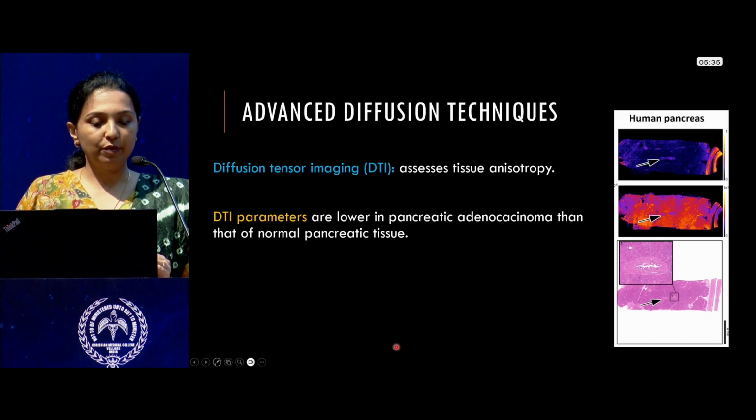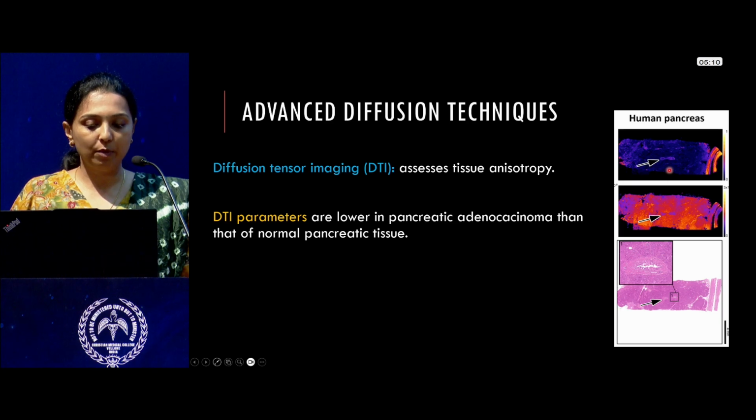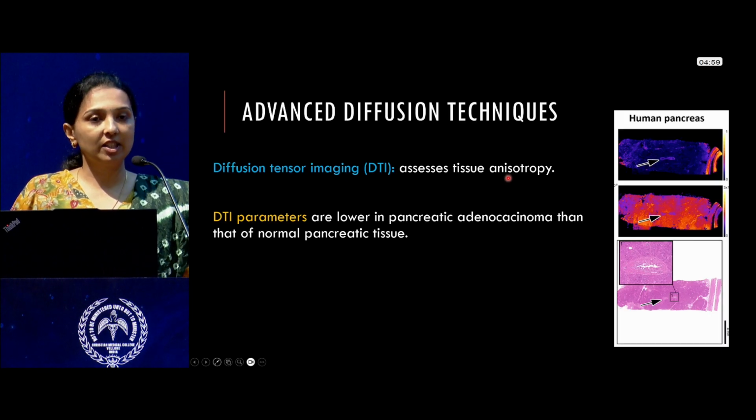Now, this is regular diffusion. Now, there are some advanced diffusion techniques as well, one of which is called diffusion tensor imaging, or DTI. We regularly use this in neuroimaging, and basically it assesses the tissue anisotropy. That means the arrangement of the tissue at a molecular level. So in case of tumors, due to disorderly arrangement at the molecular level, we may be able to pick up on diffusion tensor imaging, like we see the small focus of a precursor pancreatic lesion in this in vivo study. Now DTI is still in the research setup, but does have potential.